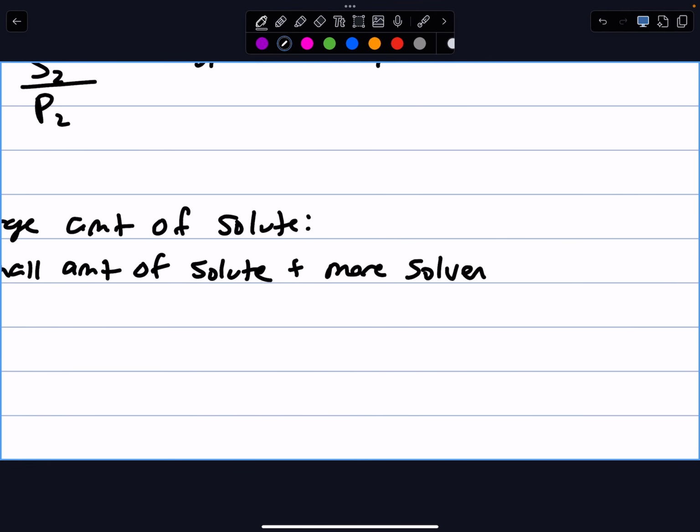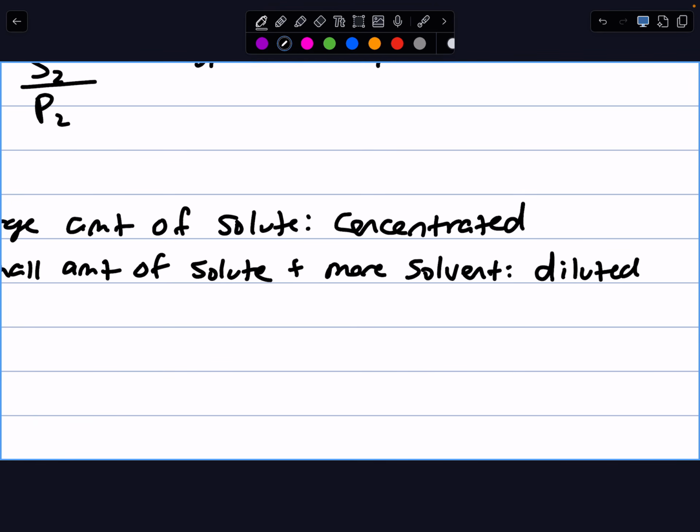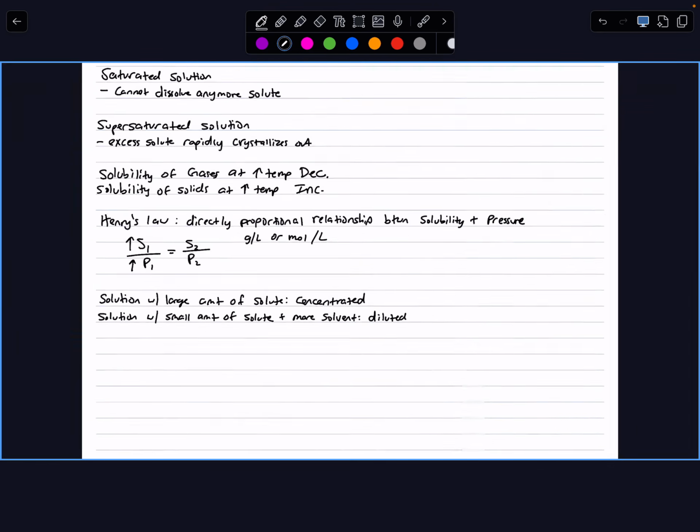Okay, so large amount of solute. What did you guys say? Concentrated. How about a small amount of solute but more solvent? Diluted. Nice. Okay.